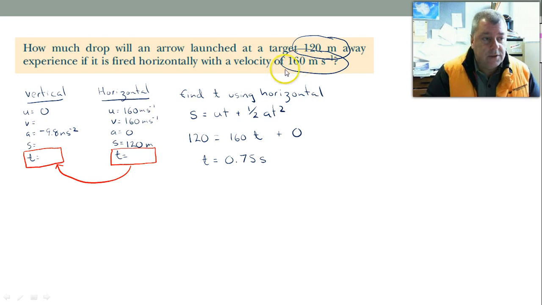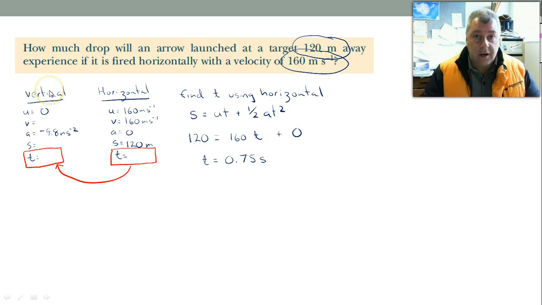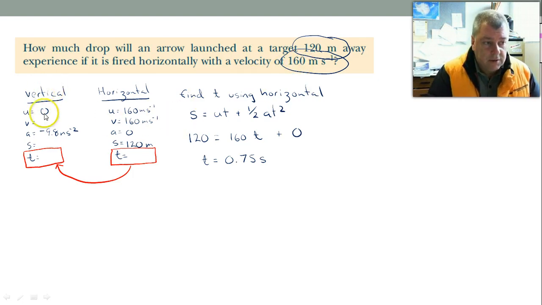And so there's our two pieces of information. Good practice, I recommend it. Divide your knowledge into the vertical and the horizontal. And in the vertical, you need U, V, A, S and T, and in the horizontal you need U, V, A, S and T, but because we're ignoring air resistance, we can say that A is 0, and we can say also that if we're given a U or a V, it's not going to change. So in this case it's 160 meters per second is the U and the final, so the initial and the final is the same because A equals 0.